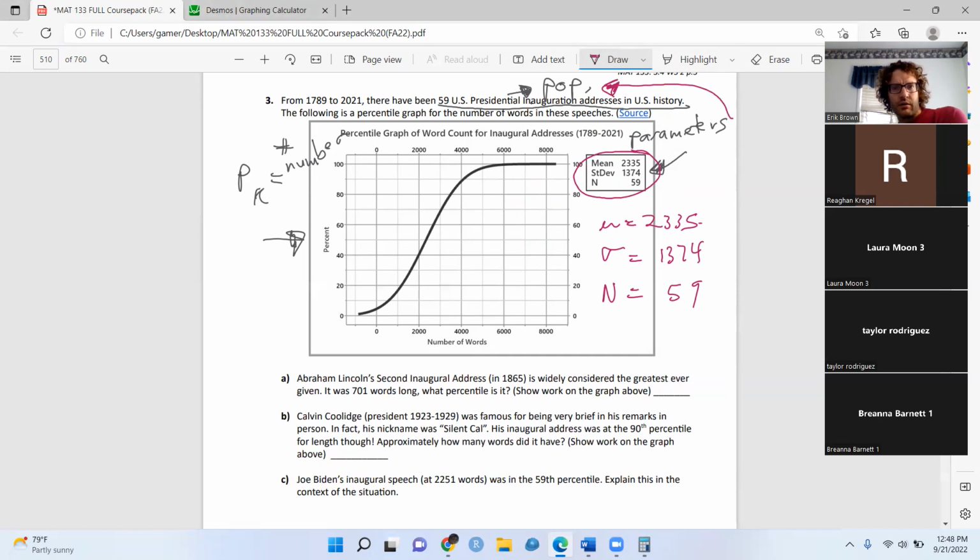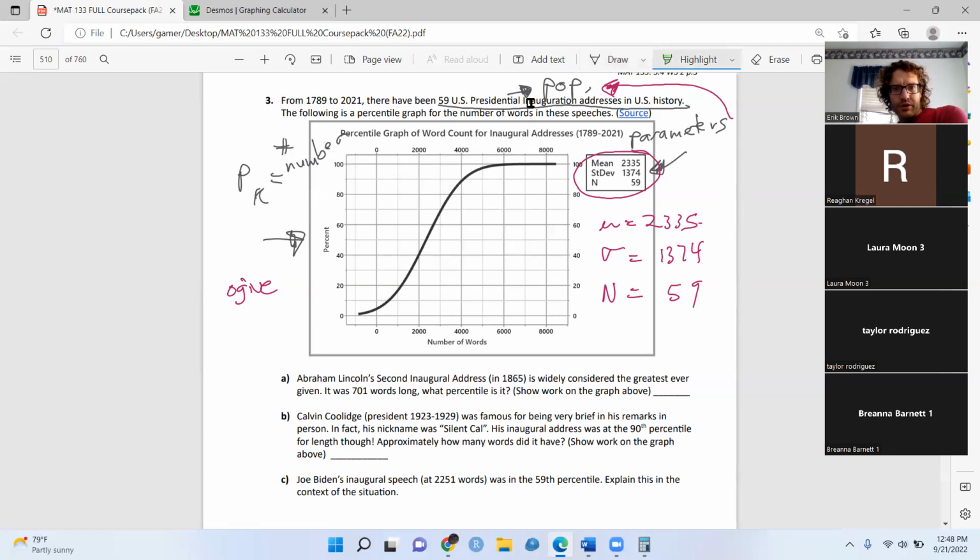This is an ogive, I think is how Cindy pronounced it. I don't know how to pronounce it. I'm going to go with what Cindy said. I'd believe her over me on that for sure.